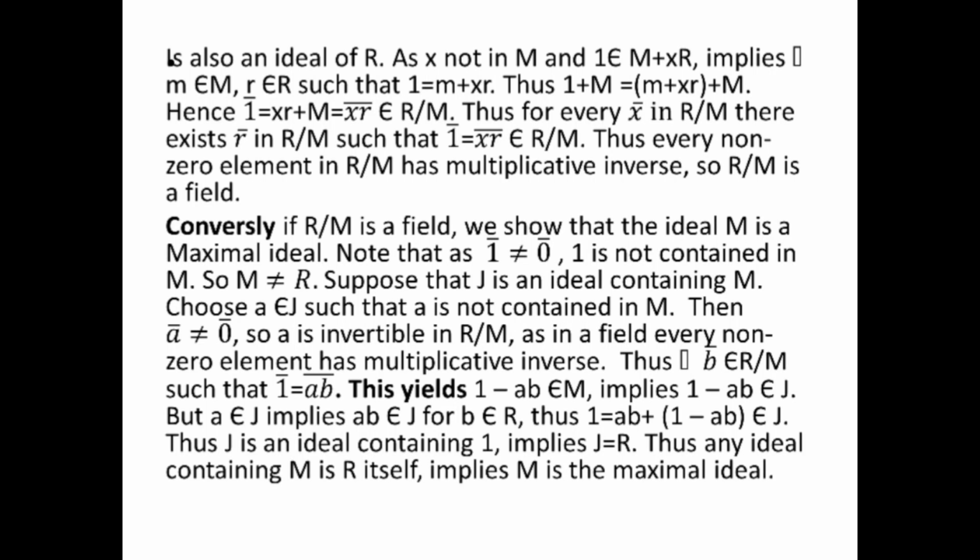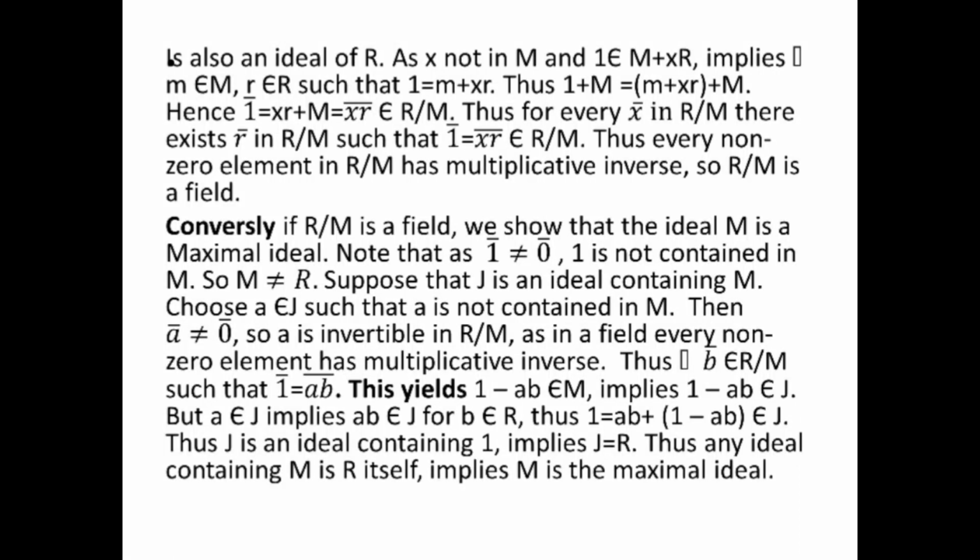So here 1 bar is the unity of R by M, and x bar and r bar are elements of R by M. Of course, x bar is nothing but x plus M and r bar is nothing but r plus M. Thus, every non-zero element, say x bar in R by M, has a multiplicative inverse, that is r bar, such that 1 bar is equal to x bar into r bar. Hence, R by M is a field. So, this proves the first part of the theorem.